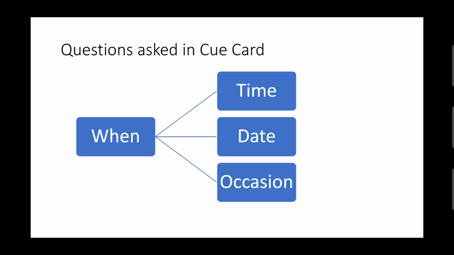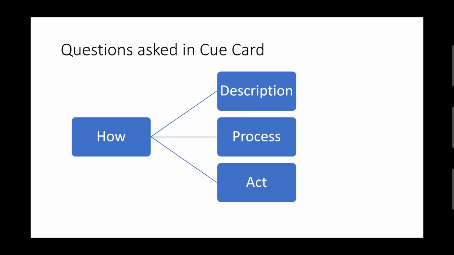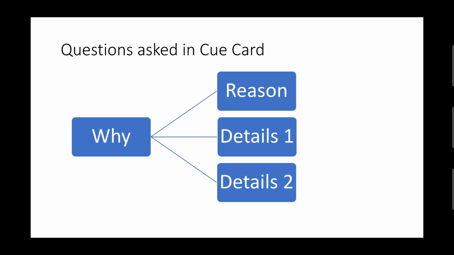Next is how. In this cue card, you have to describe any description or any process or any act. Next is why. Why you liked someone, why that happens, why a person is liked by a lot of people. So these can be questions which can be asked in the cue card, and in this you have to describe your reasons along with the details or along with the stories.